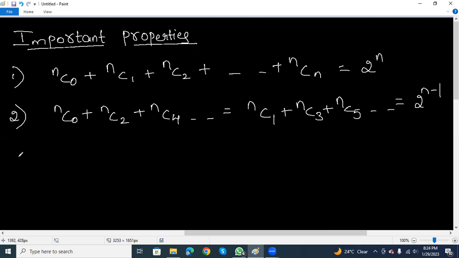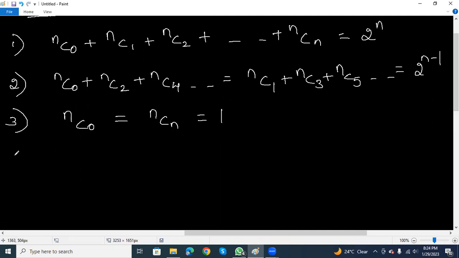Next, another property: NC0. What is this? This is the first term. The first term is the same as the last term NCN, and the value is always 1. NC0 and NCN, the first term and the last term, both have the value 1.